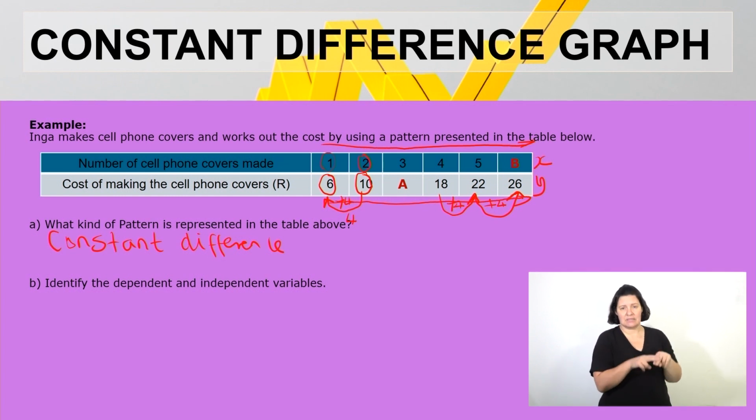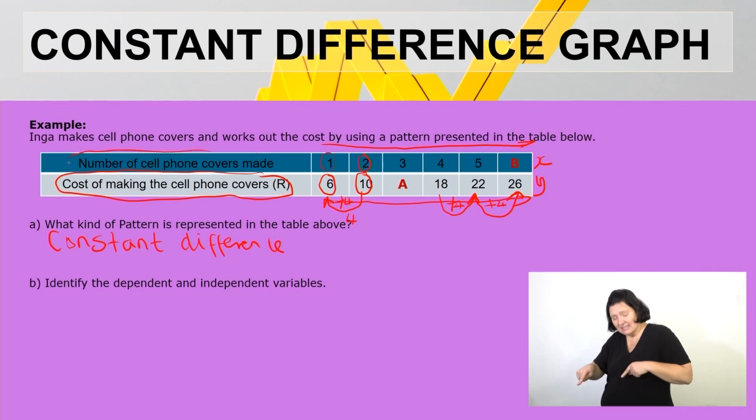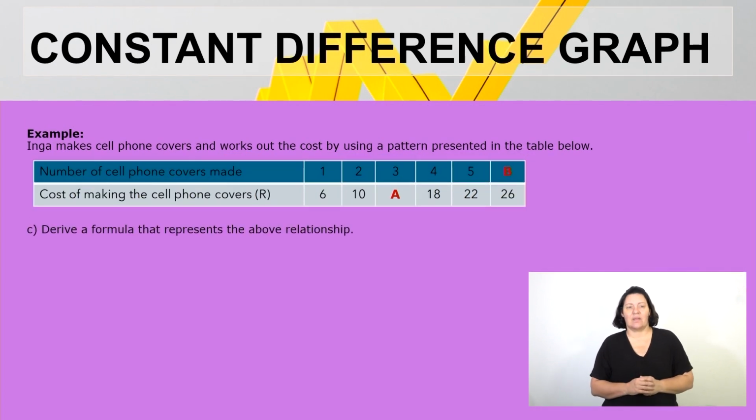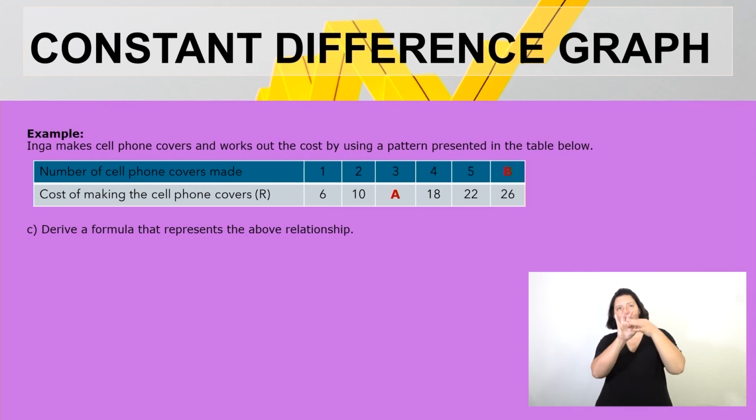Identify the dependent and the independent variables. Our dependent variable, we said it is always there, so it will be the cost of making cell phone covers. And then our independent variable will be the number of cell phone covers made. Derive a formula that represents the above relationship.